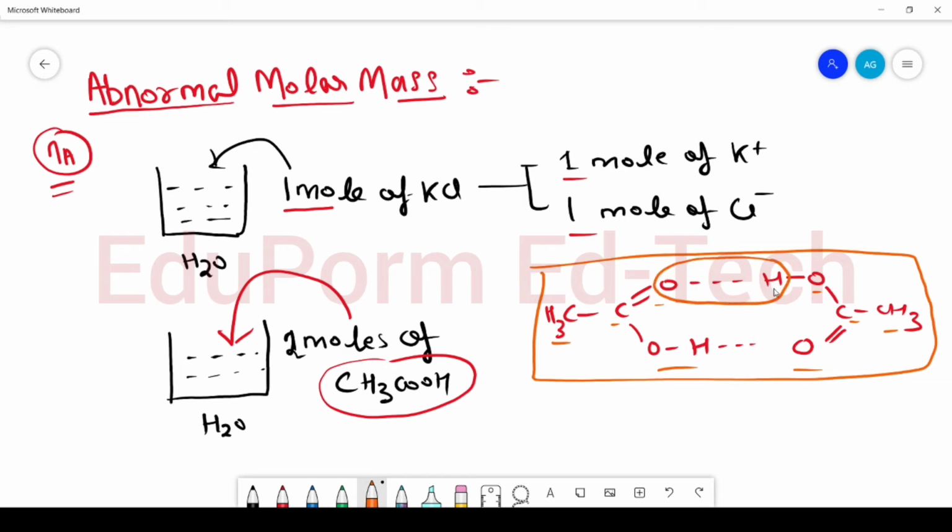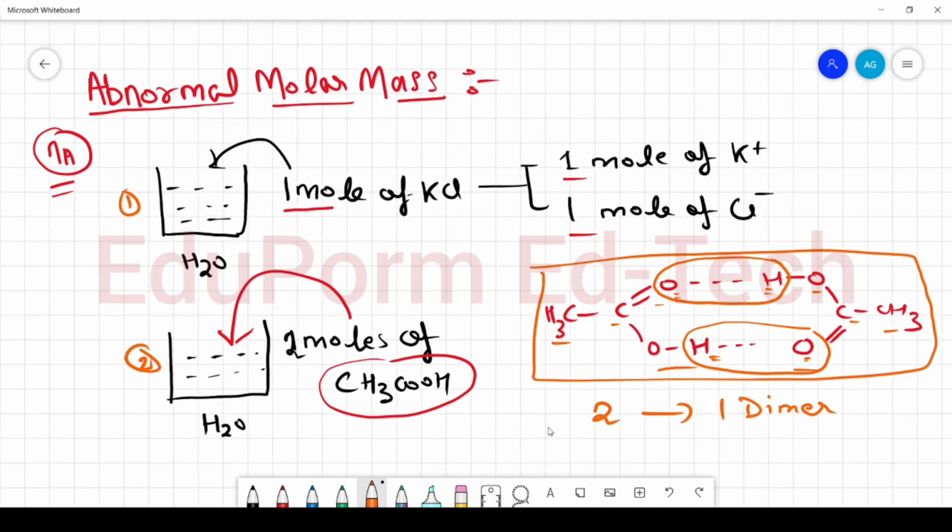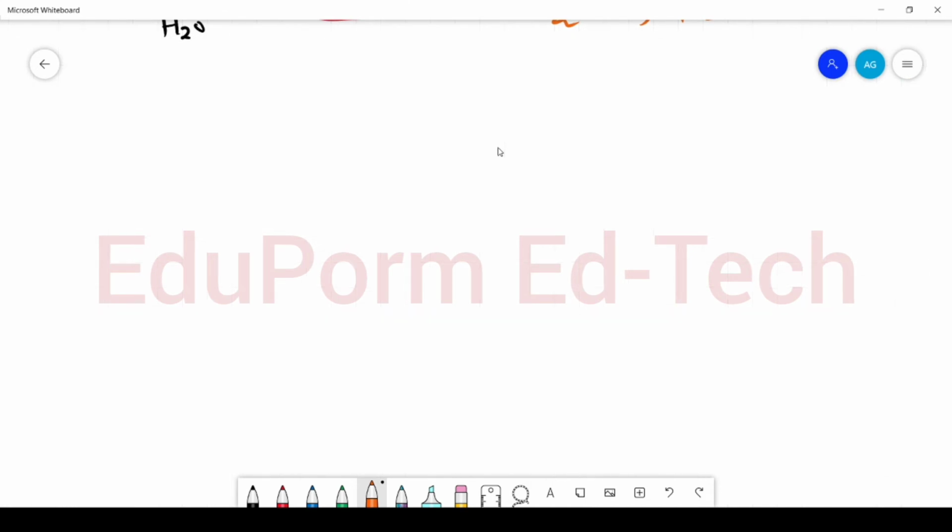This is the hydrogen bonding between the hydrogen of the hydroxyl group and the oxygen of the carbonyl group. Similarly, this is the hydrogen bonding between the hydrogen of the hydroxyl group and the oxygen of the carbonyl group. So 2 moles of acetic acid will give me 1 mole of dimer. So in the first case, the number of moles was increasing, and in the second case, the number of moles was decreasing. And this association and dissociation was resulting in abnormality in the molar mass.